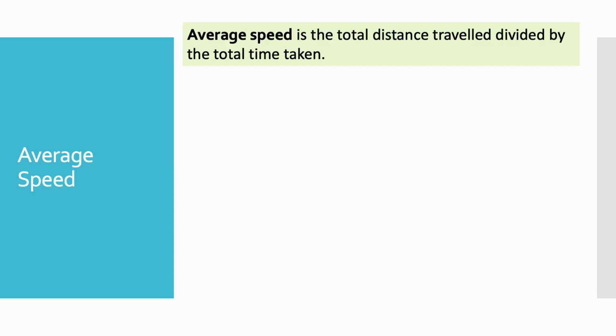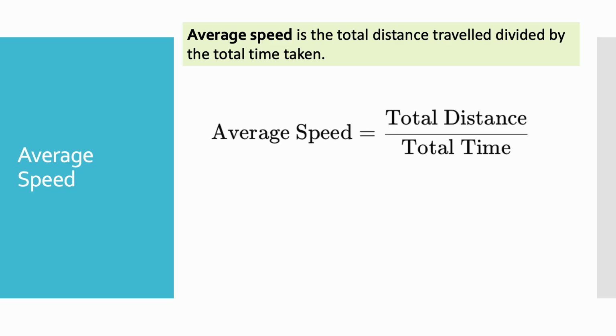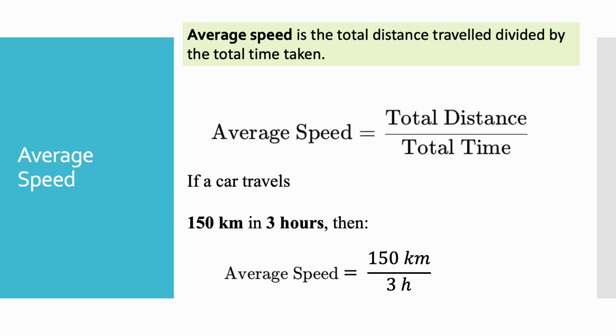Average speed is the total distance traveled divided by the total time taken. The formula is average speed is equal to total distance divided by total time. For example, if a car travels 150 kilometers in 3 hours, the average speed is 150 kilometers divided by 3 hours, which is equal to 50 kilometers per hour. This formula works whether the motion is uniform or not.